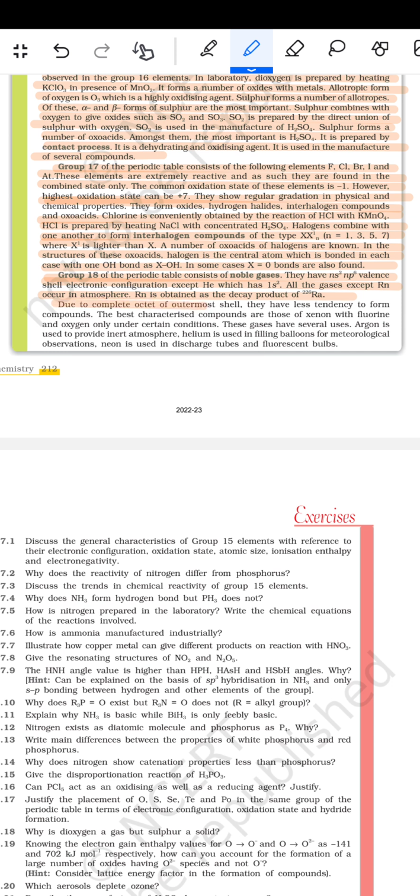Due to the complete octet of the outermost shell, they have less tendency to form compounds. The best characterized compounds are those of xenon with fluorine and oxygen under certain conditions. These gases have several uses. Argon is used to provide an inert atmosphere. Helium is used in filling balloons for meteorological observation, and neon is used in discharge tubes and fluorescent bulbs.